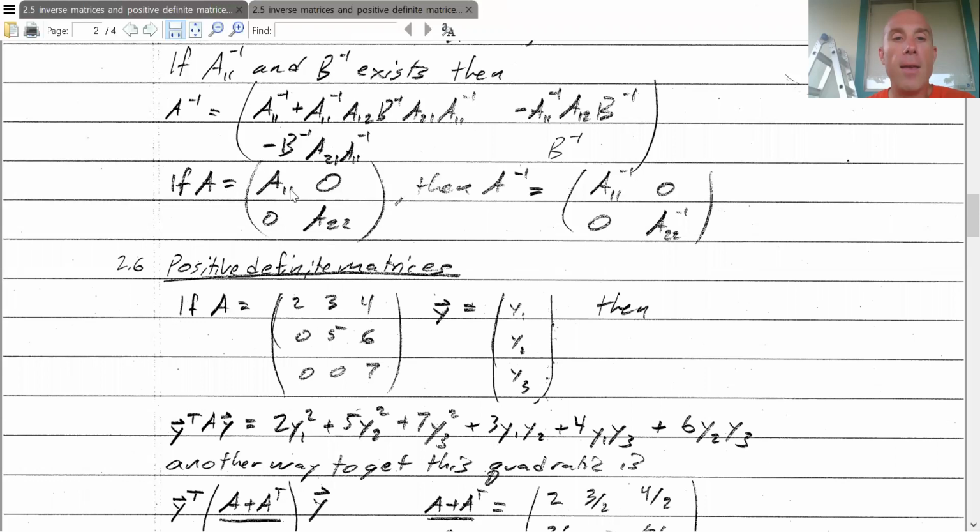If A is a block diagonal matrix of this form, then the inverse of A is the block diagonal with the inverse matrices. And that's pretty easy to show. And this generalizes to diagonal block matrices of any size.